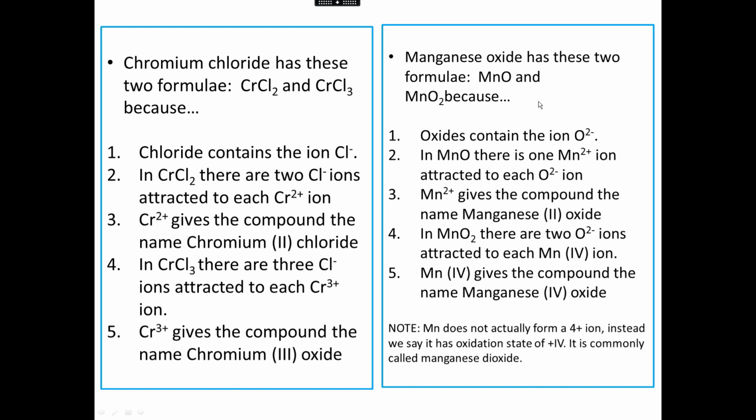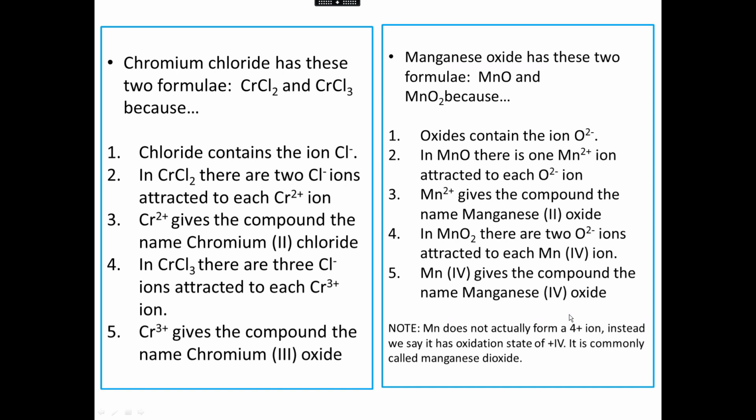Final example, manganese. Well, oxide is always O2-. In MnO, the oxide is attracting one manganese, therefore it must be Mn2+. So Mn2+ has the name manganese(II) oxide. In MnO2, if there are 2 oxide ions, that means that Mn must be 4+. Right? Mn4+ gives the compound the name manganese(IV) oxide.